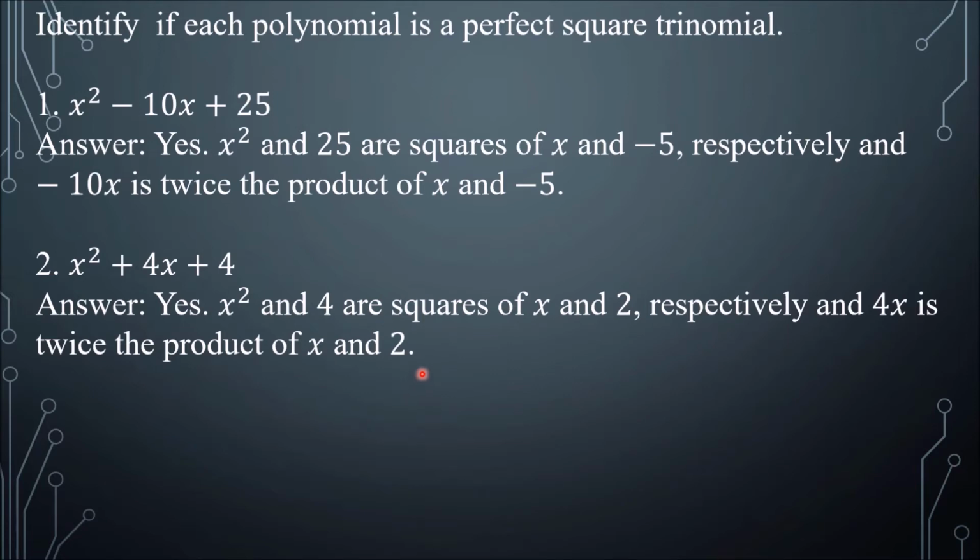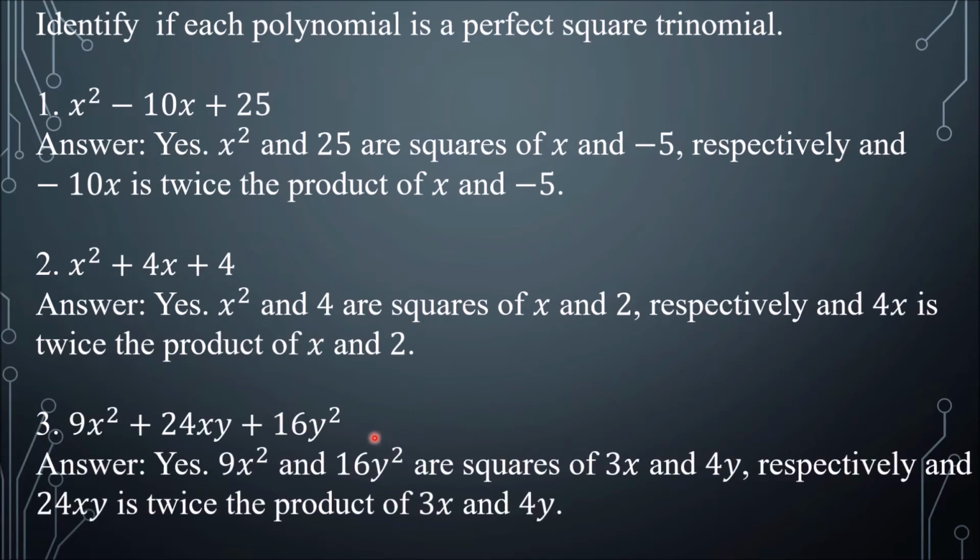So that's the rule. We need to multiply x and 2, x times 2, and then you twice that. You multiply that by 2. So 2 times x times 2 is 4x. And that's the middle term. Therefore, x squared plus 4x plus 4 is a perfect square trinomial.